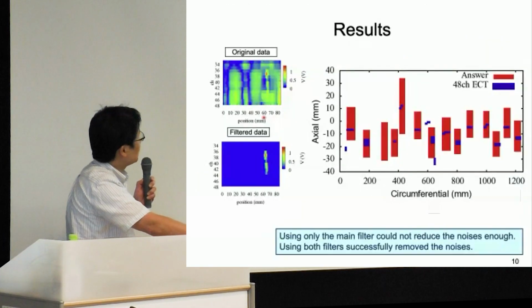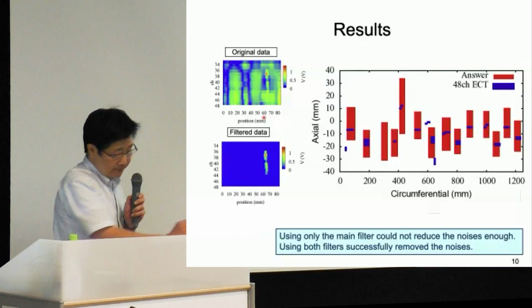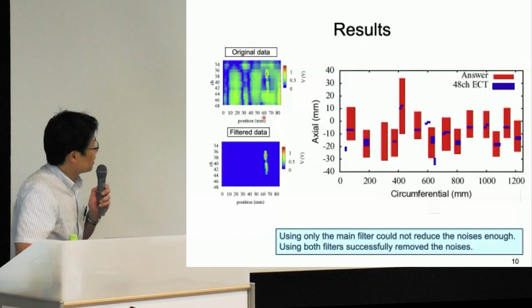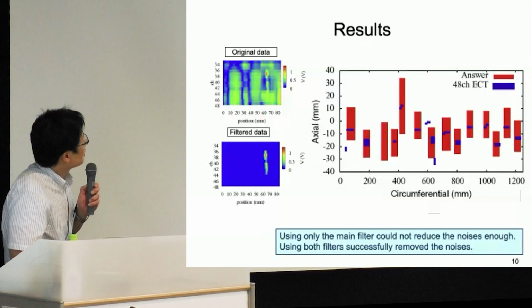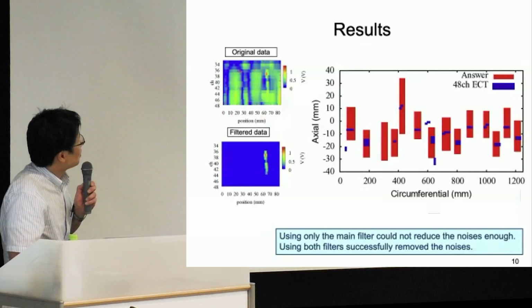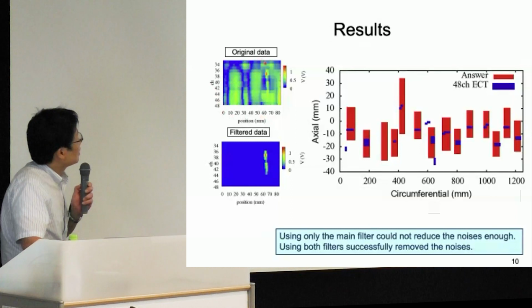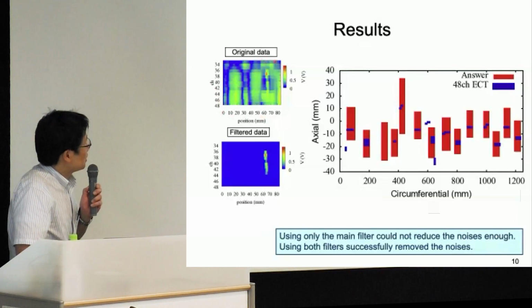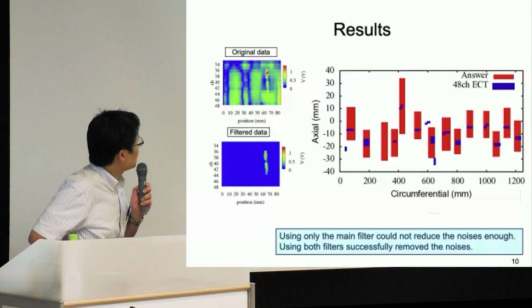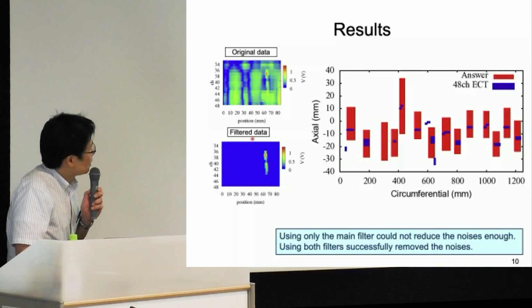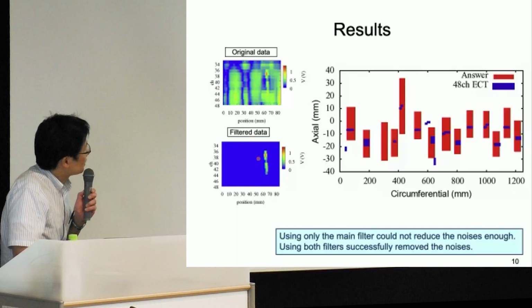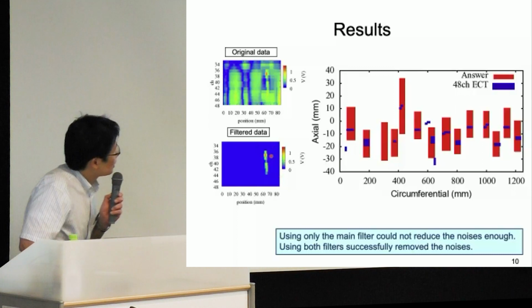And this is a result of inspection by our sensor. This is one example of original data obtained by a multi-coil array sensor. As you can see here, the data is very noisy. But after filtering, we can identify the crack, the stress corrosion crack.